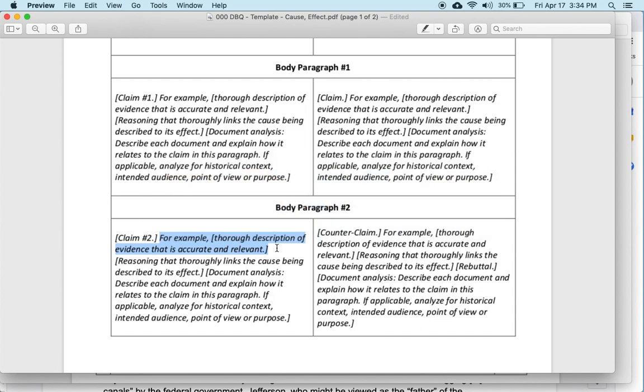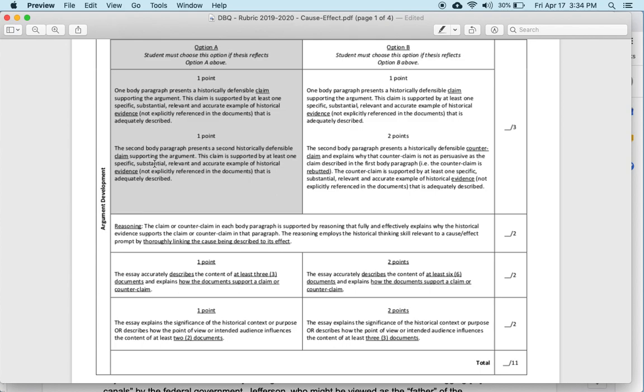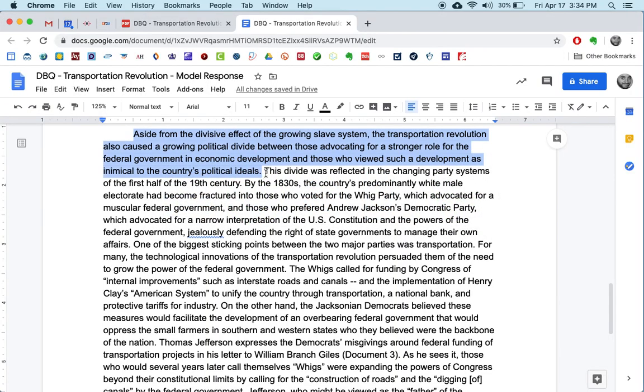Remember, they're looking for one specific, substantial, relevant, and accurate example of historical evidence, something that is not explicitly referenced in the documents, that is also adequately described. This divide was reflected in the changing party systems of the first half of the 19th century. By the 1830s, the country's predominantly white male electorate had become fractured into those who voted for the Whig Party, which advocated for a muscular federal government, and those who preferred Andrew Jackson's Democratic Party, which advocated for a narrow interpretation of the U.S. Constitution and the powers of the federal government.